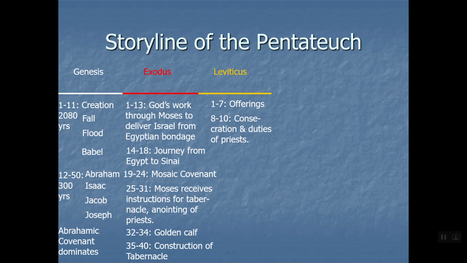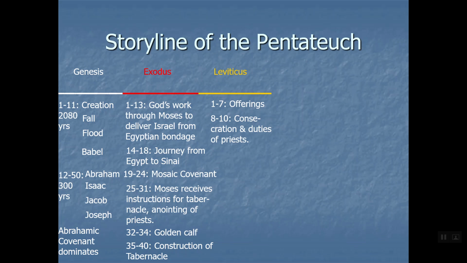Exodus starts out in Egypt, and the setting changes down to Mount Sinai. Again, I'll show you a map that shows this better in just another slide. But Leviticus also takes place down at the base of Mount Sinai, so they're still in the same location.